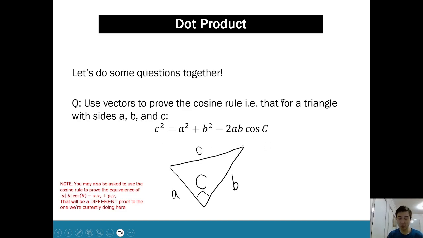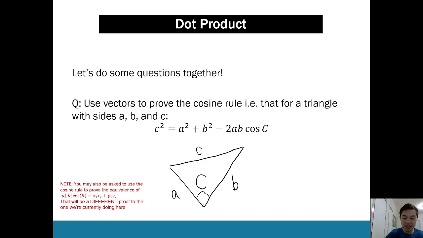This is a different proof to another question you might be asked, which is to use the cosine rule to prove the equivalence of the magnitude of a multiplied with the magnitude of b multiplied with cosine theta is equal to x1 x2 plus y1 y2. That's a different proof to the one we're currently doing here. But I recommend in your spare time trying to do that proof. It's really fun. You can use the cosine rule to do that. But here we're going to do a different question. We're going to use vectors to prove the cosine rule instead.